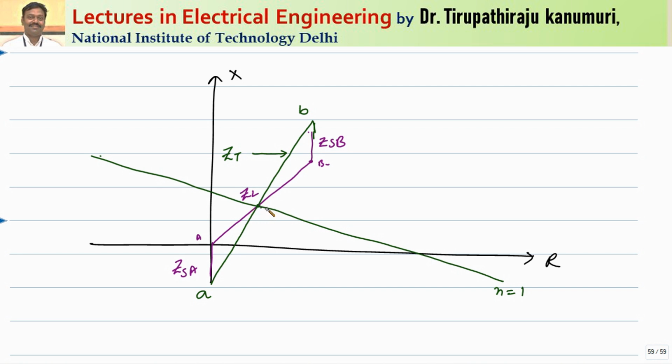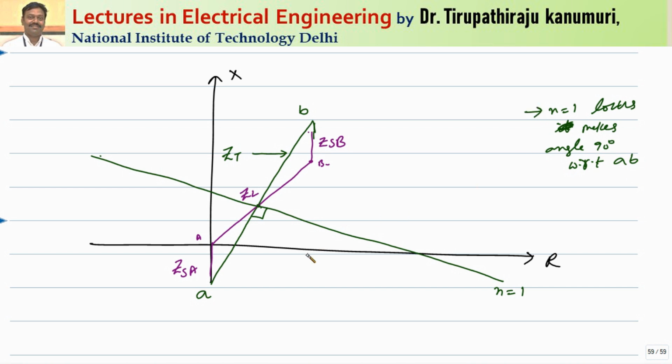So how much angle will it make? It will make an angle of 90 degrees with respect to ZT. So for n is equal to 1, the locus makes an angle of 90 degrees with respect to the line AB. So this is the first observation we have made.